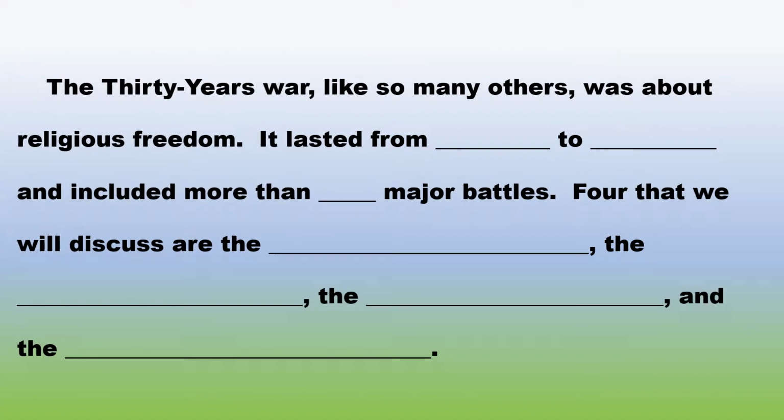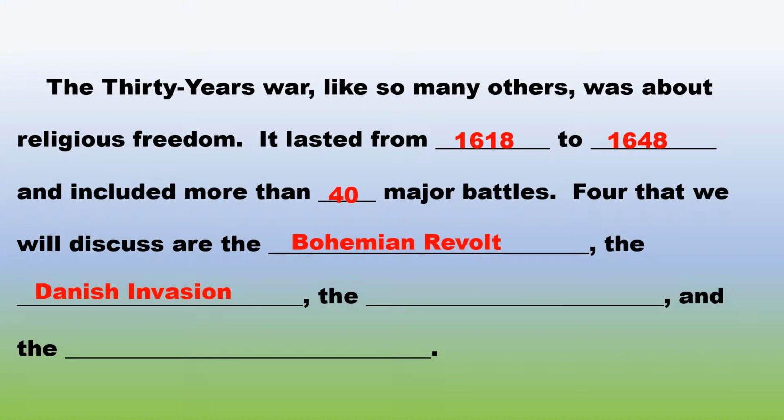The 30 Years' War, like so many others, was about religious freedom. It lasted from 1618 to 1648. We don't normally put a lot of focus on memorizing dates in this class, but these dates are important. We need to know those. And as I said before, the 30 Years' War included more than 40 major battles. Four that we're going to discuss today are the Bohemian Revolt, the Danish Invasion, the Swedish Charge, and the French involvement.